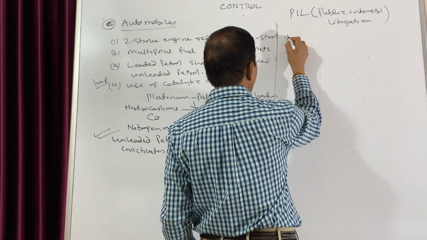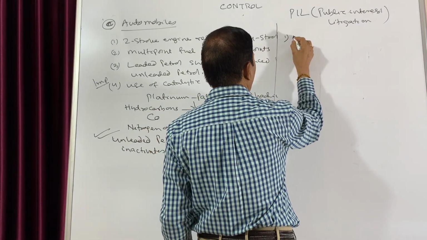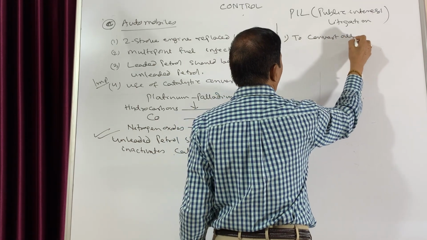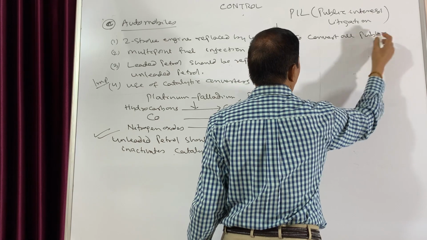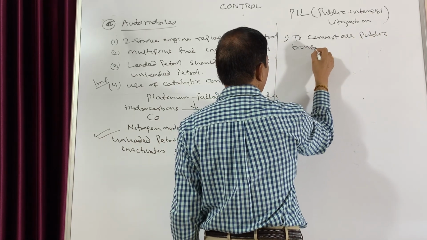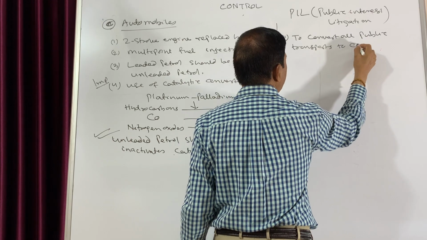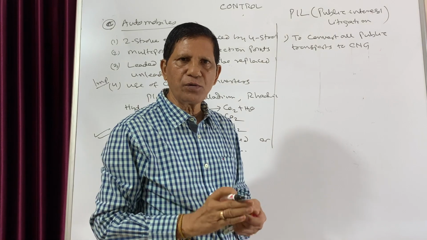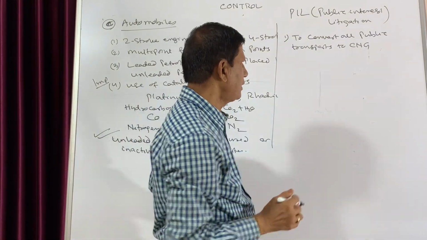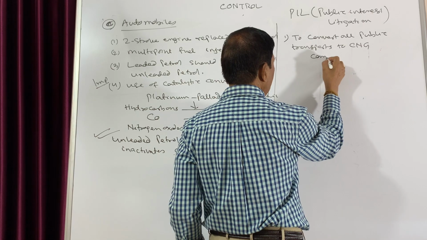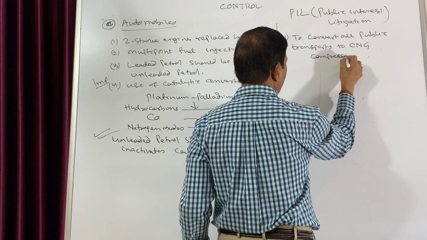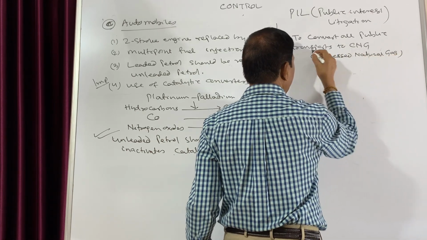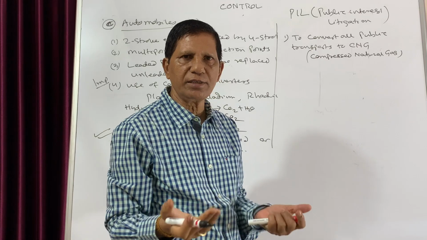Now, number one advice was to convert all public transports to CNG. That means they were using either diesel or petrol, but it should be converted to CNG. CNG is compressed natural gas, and it is fully combusted. That way it doesn't cause pollution.